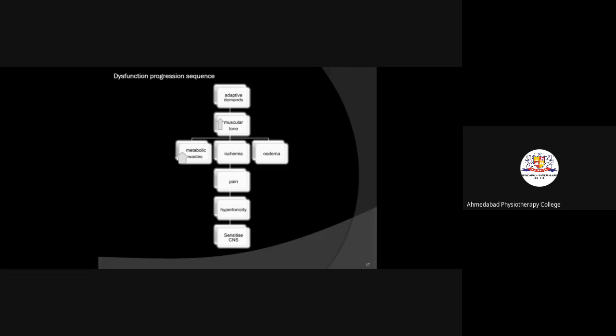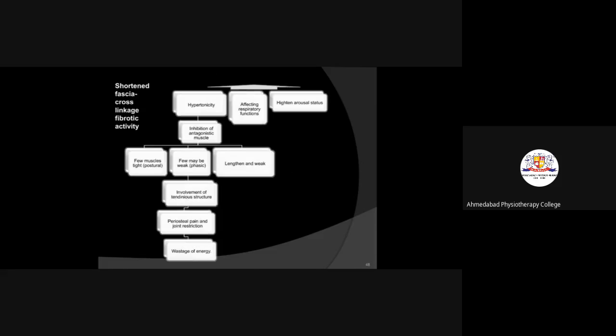So when there is a strangulation, there will be an increase in metabolic waste product, there will be ischemia and edema. It will give rise to the pain and hypertonicity. Because of pain, the patient is not moving the hand properly. It will again give the hypertonicity, and it will sensitize your CNS. That means now your central nervous system is not working properly to eliminate the pain. Natural pain mechanism is hampered.